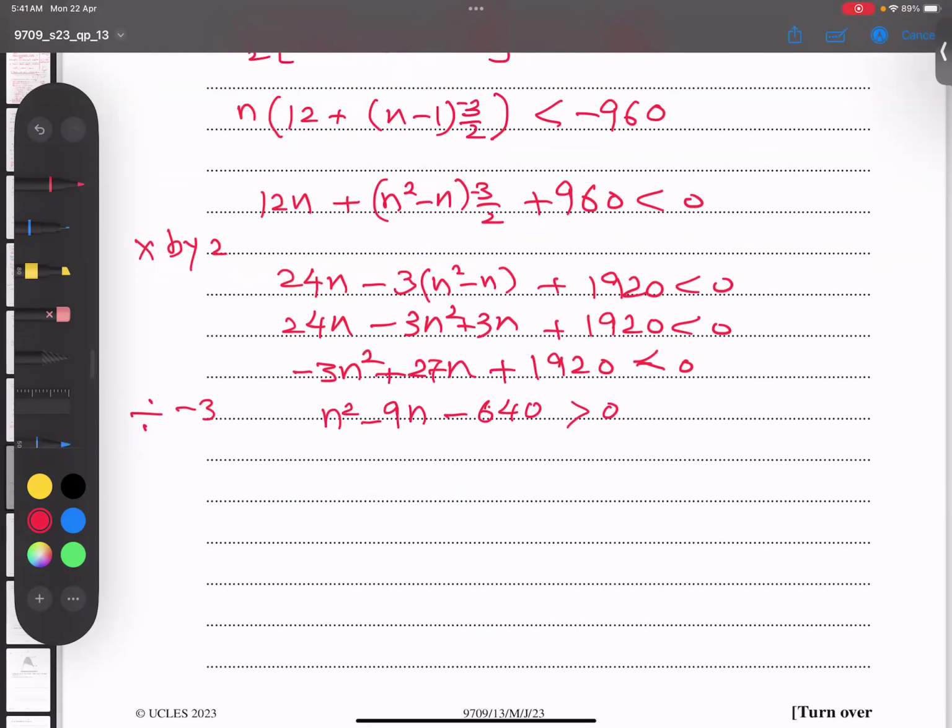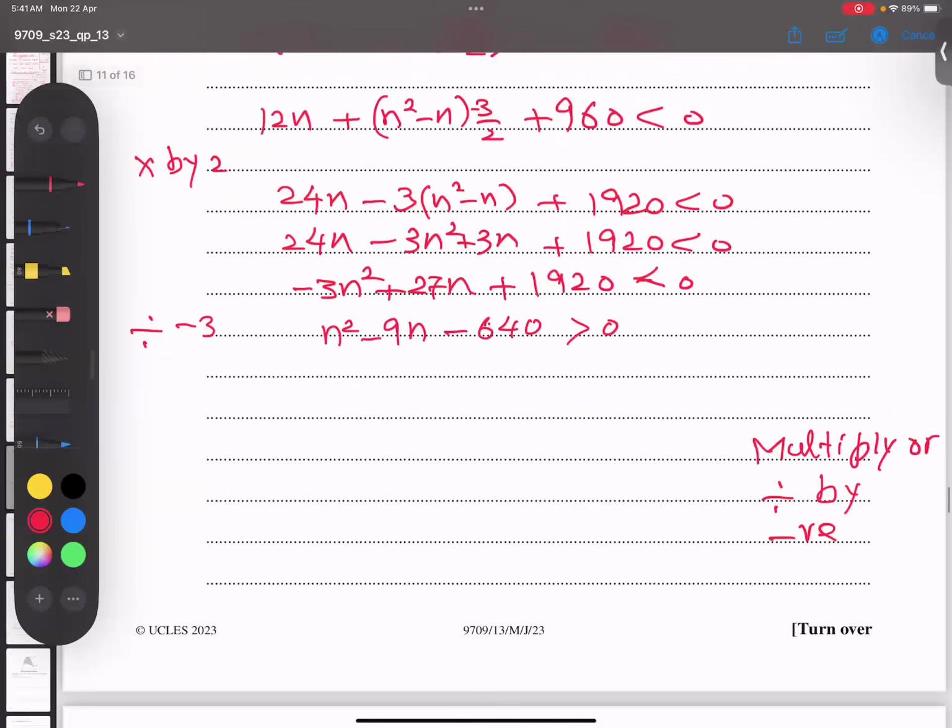Because whenever, I just tell a rule, when you multiply or divide by a negative value, for example, this is a 4. When it goes down, so 4 by -2, the inequality will change. This change. So this is the rule for multiplying and dividing.